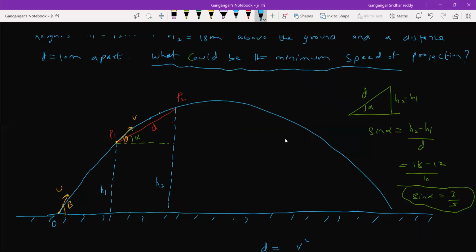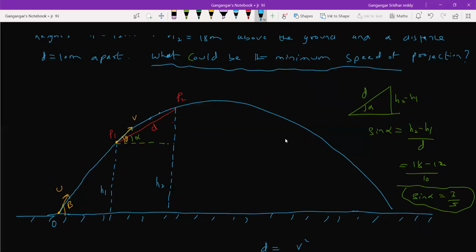Now I'm introducing R maximum. But how did you say that for U minimum there will be an R max? That is the minimum speed. Say I know the velocity at point P1. The velocity of projection is V. To reach there, what should you do? You should project with a minimum velocity so that it can reach point P1.